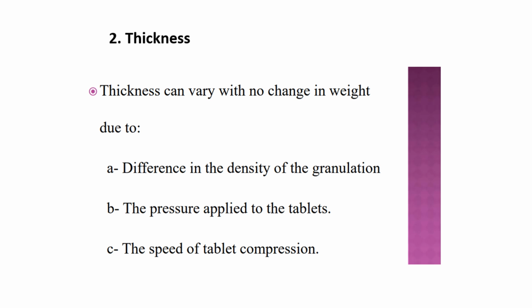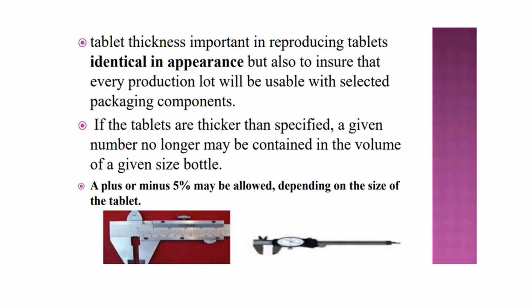So what is the reason for it? It is mainly due to three reasons. First, the density of the granules: while we are punching the tablet, we are taking the granules, and if there are differences in the density of the granulation, thickness can vary. Second, the pressure applied at the time of punching the tablets, and third, the speed of the tablet compression machine. Any difference in these three factors may affect the thickness, but it will not necessarily affect the weight variation.